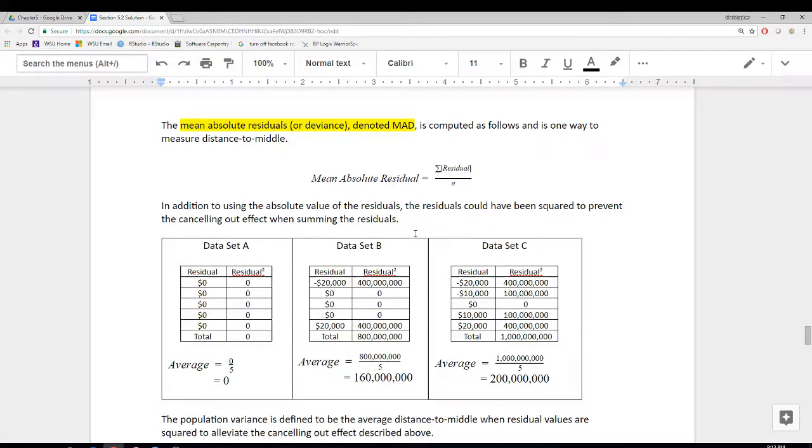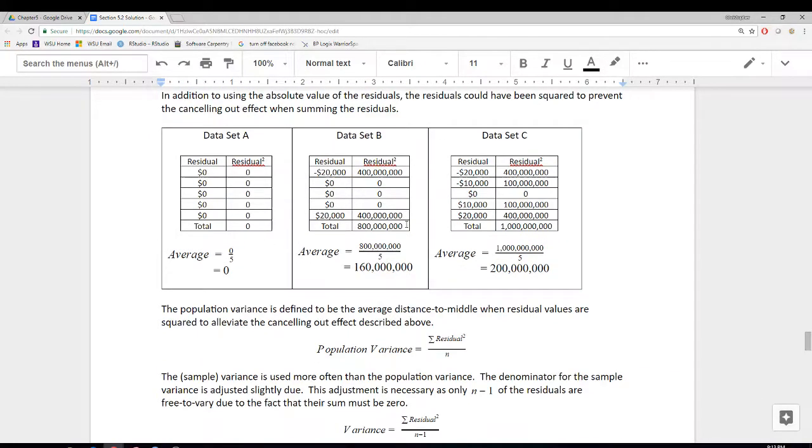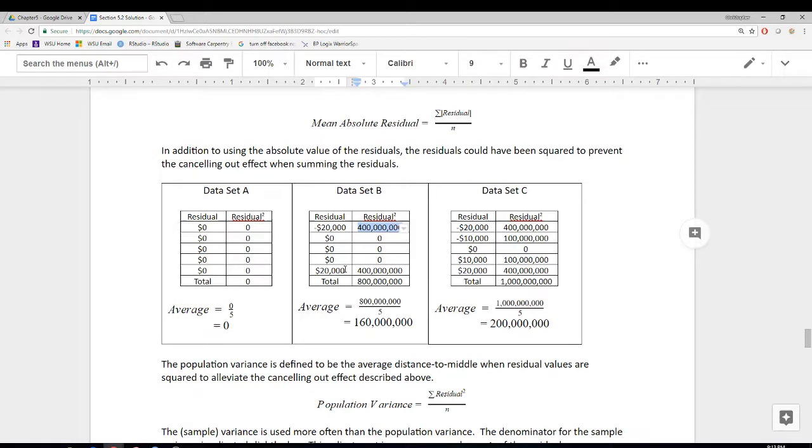Now, how about the squaring approach? The squaring approach does something similar, except that it takes those residual values and squares them instead of taking the absolute value. So here I have the negative 20,000, and I square that. I actually get a pretty large number, 400 million. On the other end, for the other residual, I take positive 20,000 and square that, and I get another 400 million. When I add that up, I get 800 million. And if I divide by the number of observations, I get 160 million here.